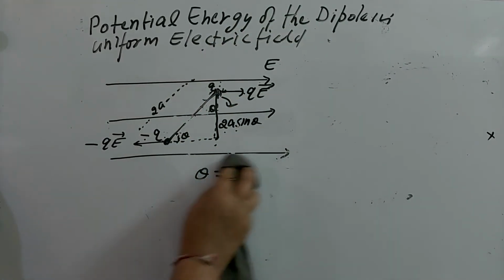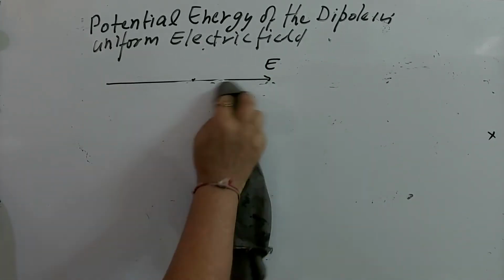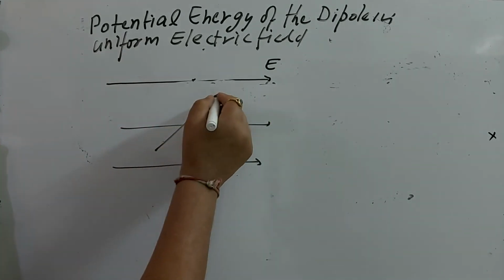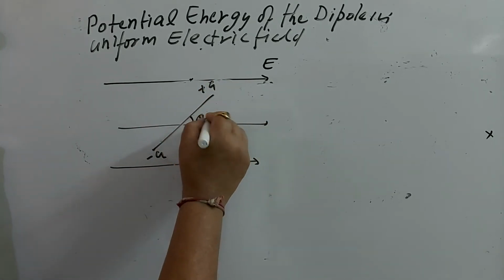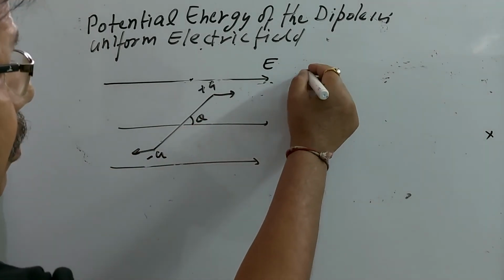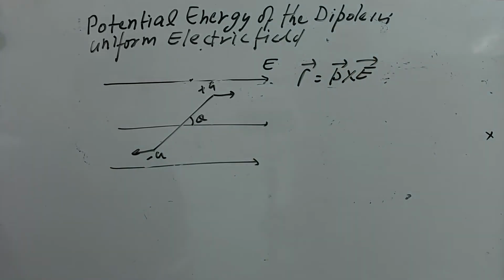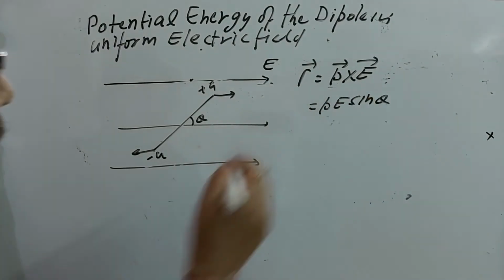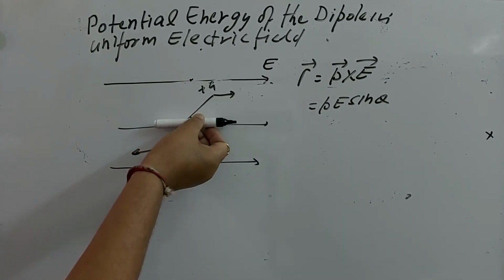Now again you can see at some instant suppose this dipole is making angle theta with the electric field. Suppose this is the direction of the dipole and this is minus q and this is plus q and this is theta angle. So the total torque acting on this in this position, torque is given by P cross E as we have already proved. This is the torque and this is equal to PE sin theta, and it will try to rotate this in clockwise direction.